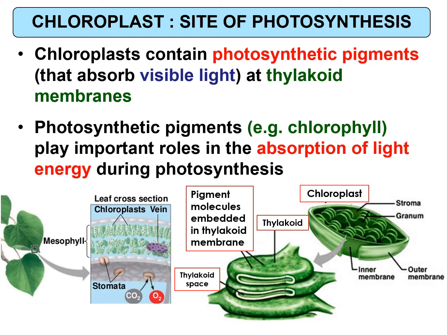These pigments are embedded in the thylakoid membrane, similar to proteins embedded in the plasma membrane. So chlorophylls, such as chlorophyll A and chlorophyll B, play an important role in the absorption of light energy. But the main photosynthetic pigment, which is the most important, is chlorophyll A.